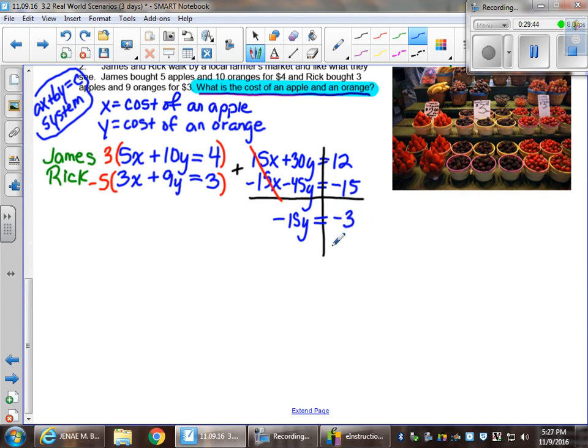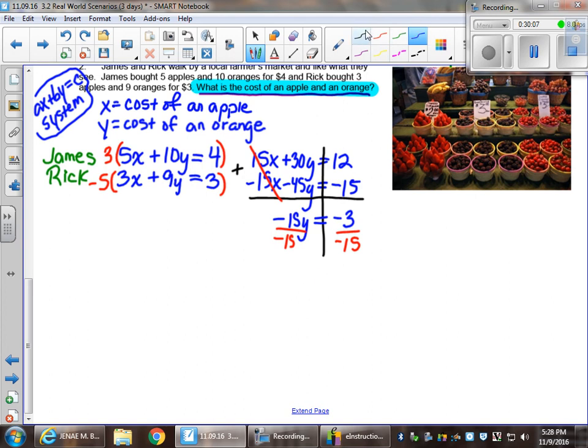In class, we discussed how we're going to be working towards a decimal. And we should be good with that because in the real world, a lot of the real world is not perfect, nice whole numbers. So let's see what happens. We're going to divide both sides by negative 15. Go ahead and get your calculator out. We need to do negative 3 divided by negative 15.